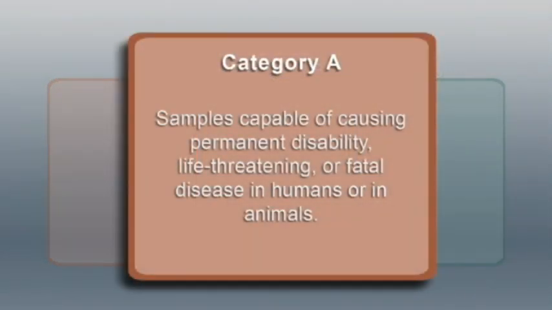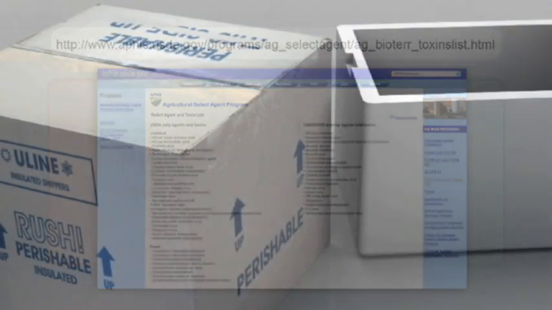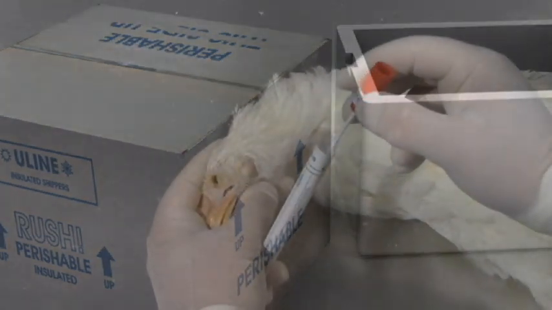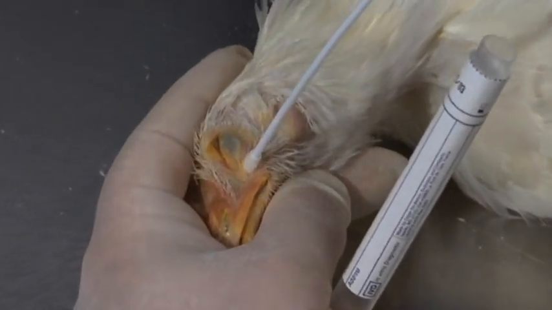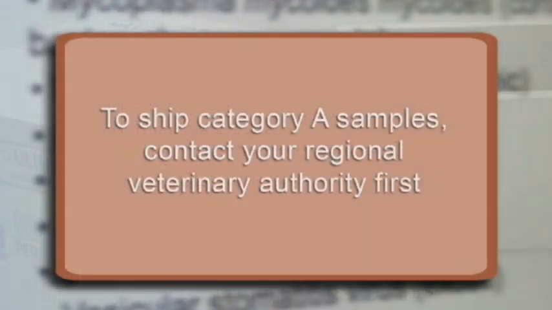Category A samples are capable of causing permanent disability, life-threatening, or fatal disease in humans or animals. For a current list of Category A select agents, consult the following online resource from the USDA. All Category A substances require special-rated triple packaging, labeling, and documentation. Most specimens collected as part of an avian disease investigation or infectious disease outbreak will not be Category A substances. However, if you think you need to ship Category A substances, you must seek the assistance of your regional veterinary authority first.